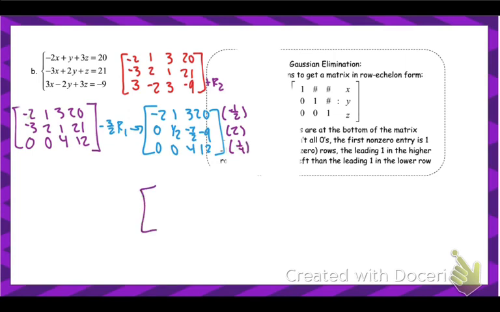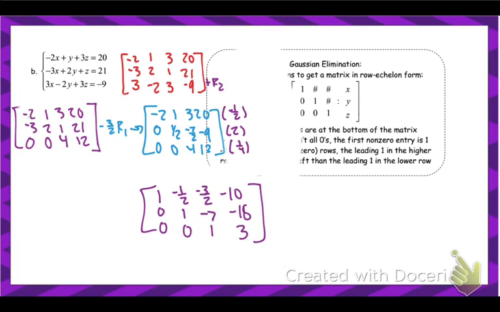So that's going to give me 1, negative 1/2, negative 3 over 2, and negative 10. 0, 1, negative 7, negative 18, and 0, whoops, a little bit too far down there, 0, 0, 1, and 3. And now this is in row echelon form.